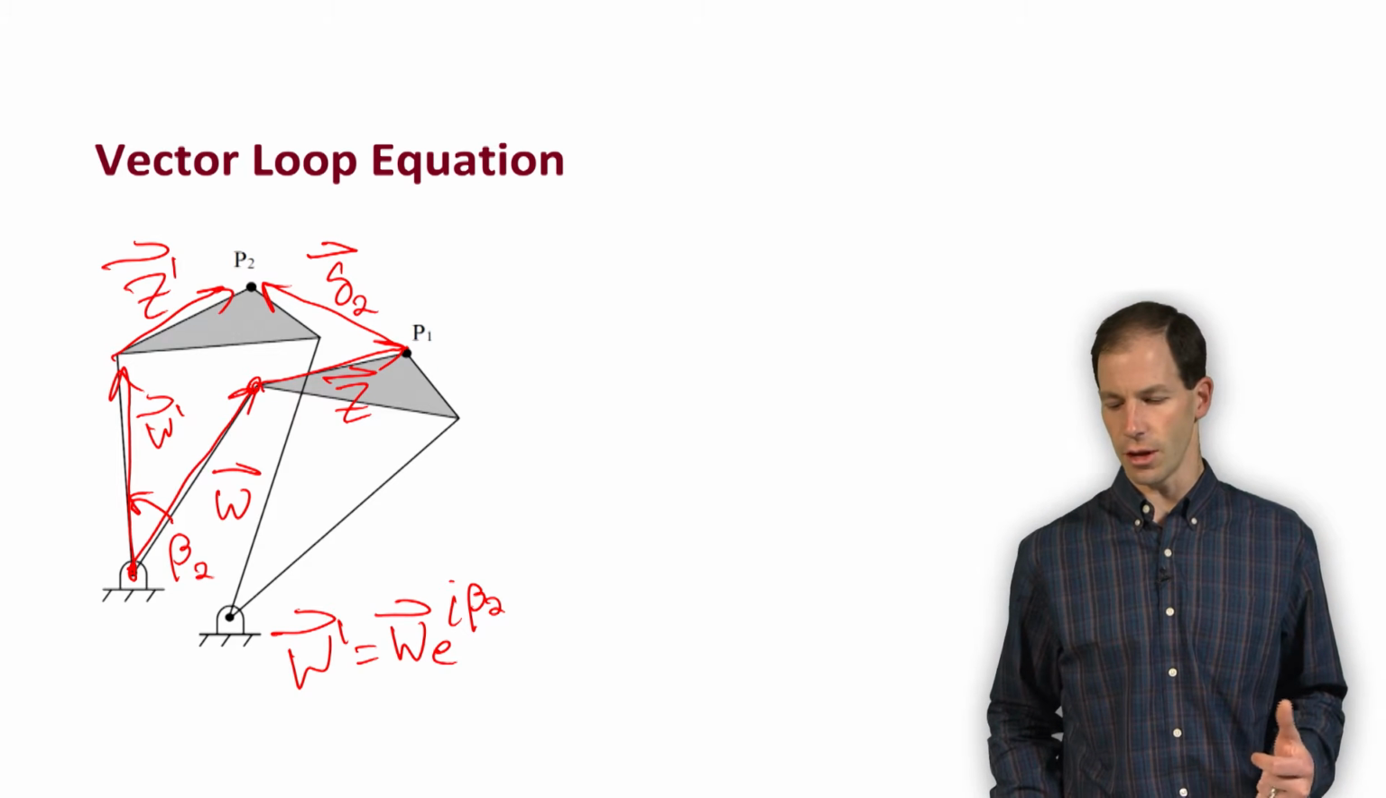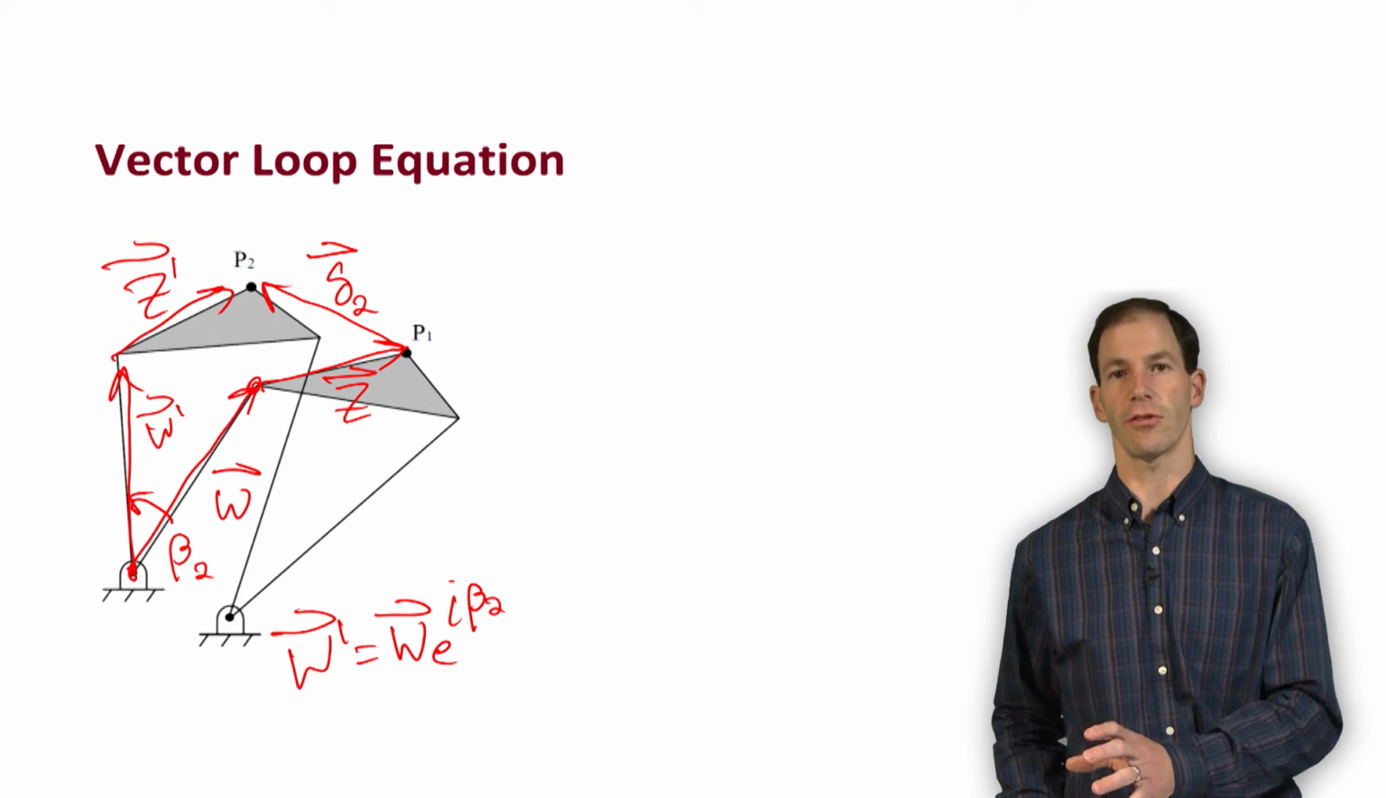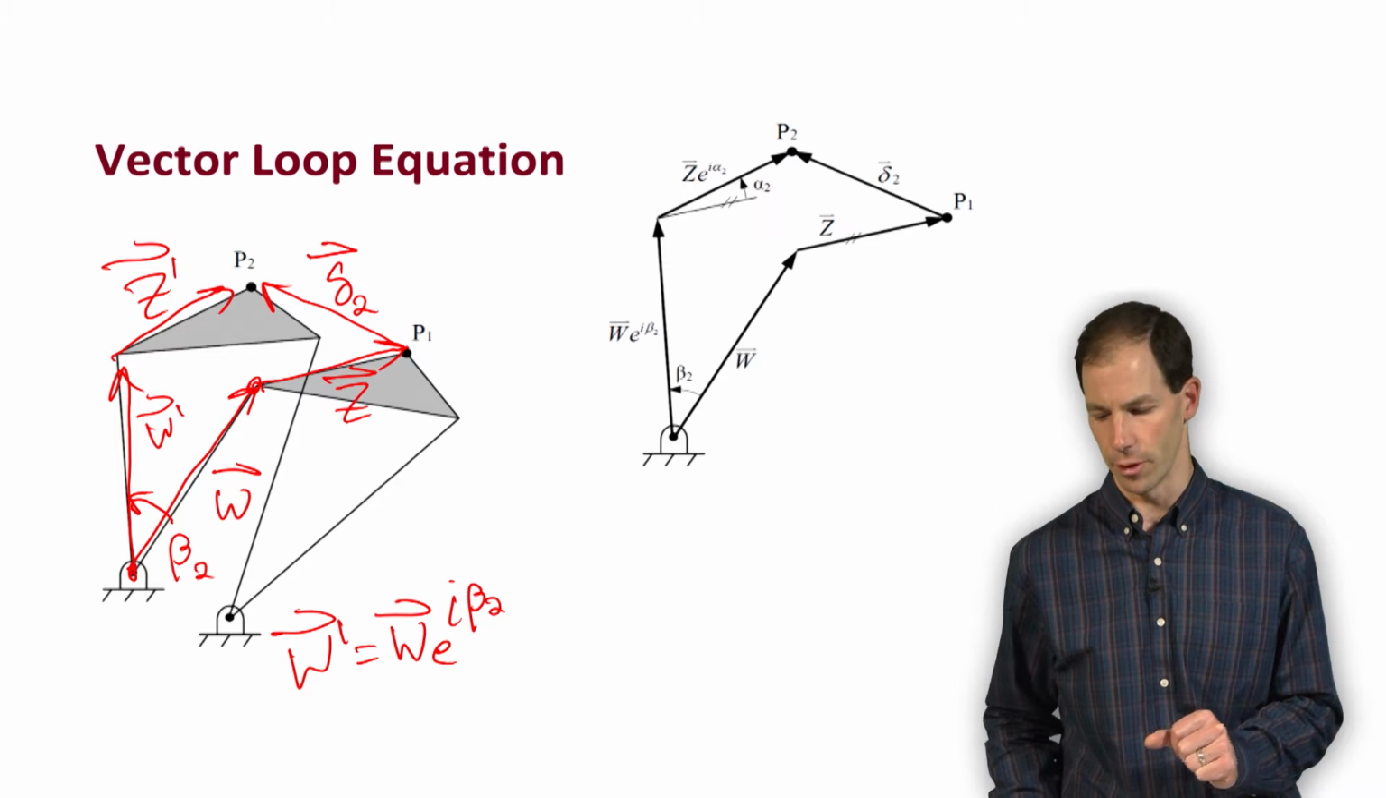Now what I'm going to do is just represent this one side of the mechanism and recognize that I could treat the other side of the mechanism, the W star and the Z star, in the same way, and we'll treat the other side in just a moment.